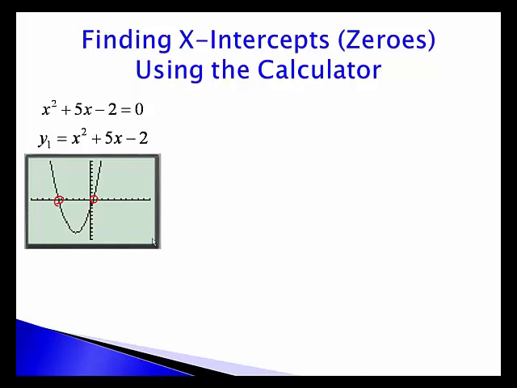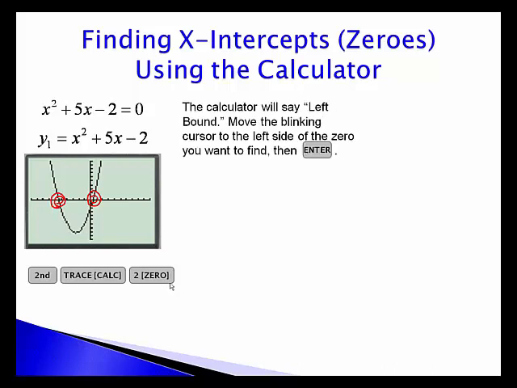Our keystrokes for finding the x-intercepts will be second, trace, or calc. And this time we want to choose 2 for zero. Before we go any further, let me make sure you understand. We'll be doing this process two times. We'll focus on this intersection first, and when we have finished finding it, we'll go back and find the second intersection. So when we entered second calc 2, your calculator should have come back and said left bound.